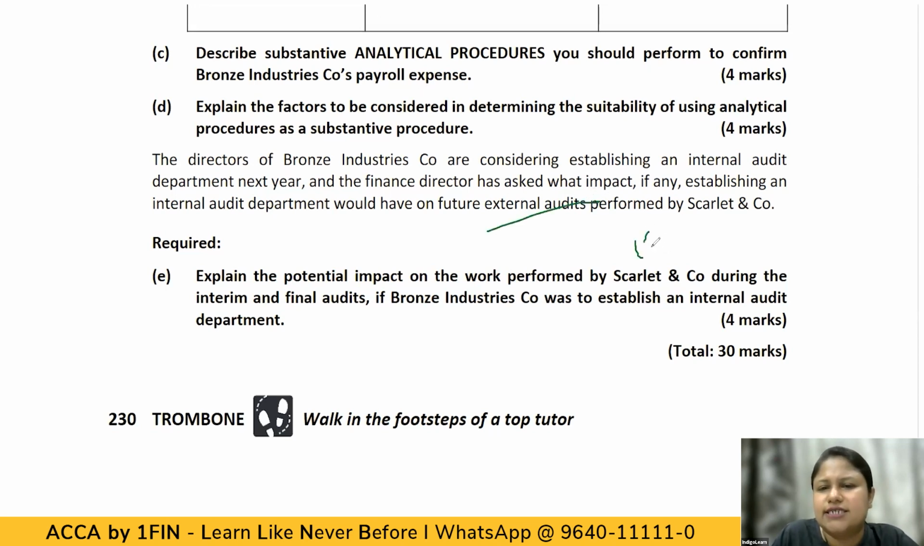Obviously, we know we have ISA 610, which talks about the auditor using the work of the internal auditors. So if the auditor looks into the internal auditor's competence, capability, and whether they have the objectivity to perform this function, then in the next year the efficiency and the effectiveness of the audit will be much better, because the auditor can decide on using the work of the internal auditor. So definitely it will have a good impact on the external audit also.